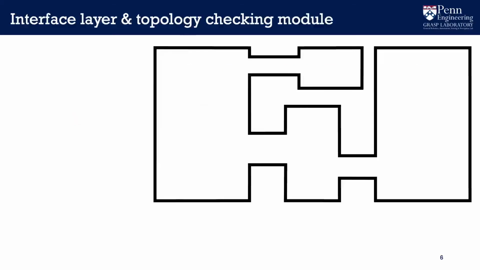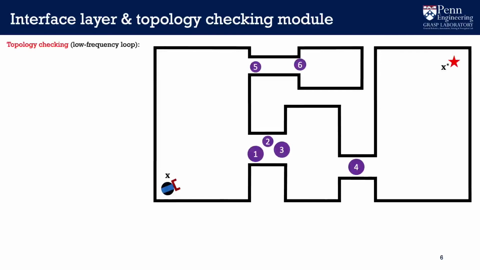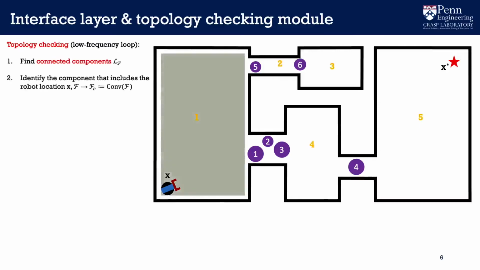With these capabilities in mind, if we have a workspace and a robot at X that needs to go to X star, but whose free space is blocked by a bunch of movable objects, the topology checking algorithm is a low-frequency loop that does the following. First, it finds all the connected components of the robot's free space and picks the component that includes the robot location. It then forms the enclosing free space necessary for our diffeomorphism construction as the convex hull of that component. If the goal also belongs in that component, then our reactive planner guarantees convergence.